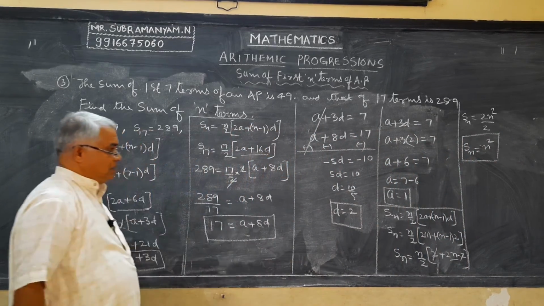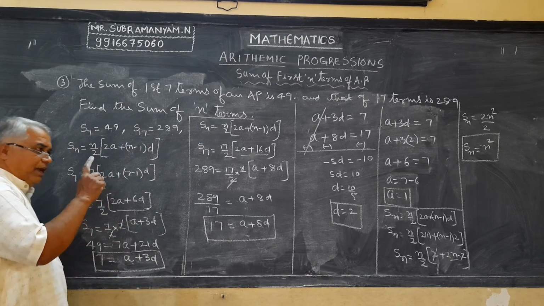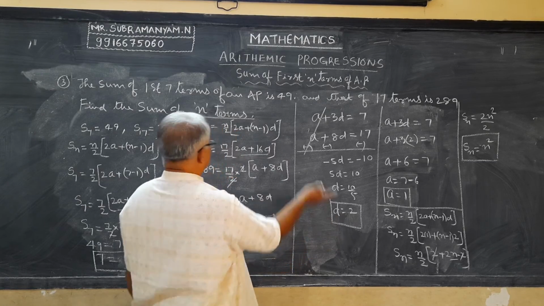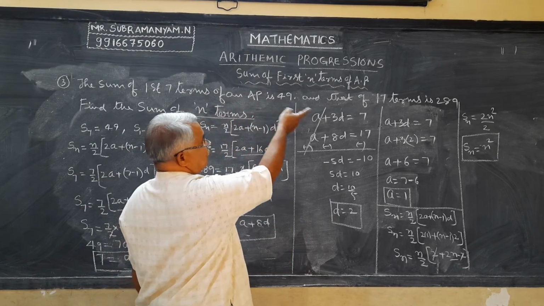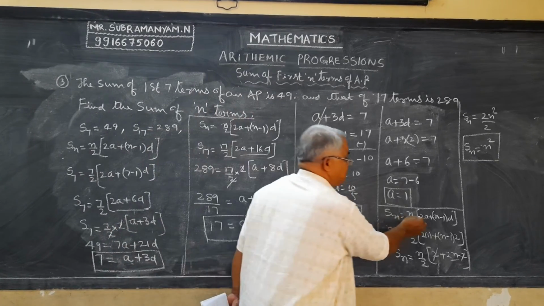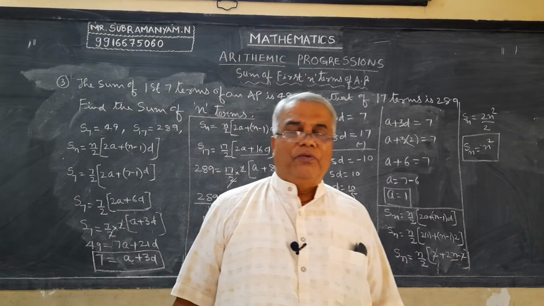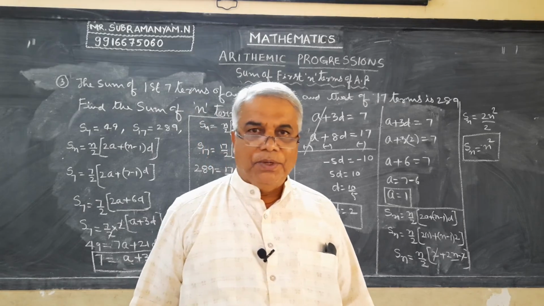Okay. So in this problem we have to find the value of d and the value of a using the two Sn formulas, then we have to substitute in the final formula. Okay children, now we have completed 3 problems.